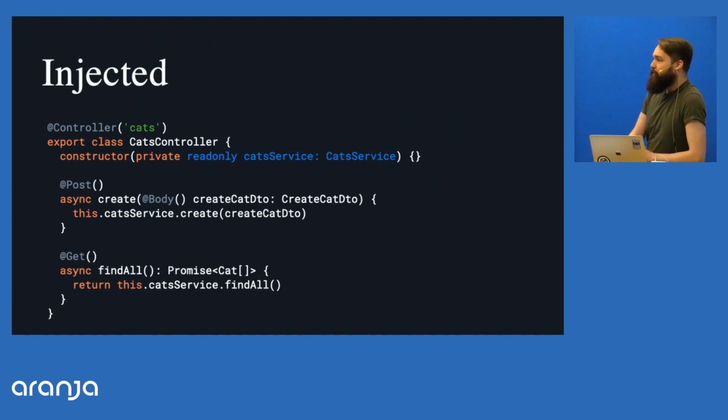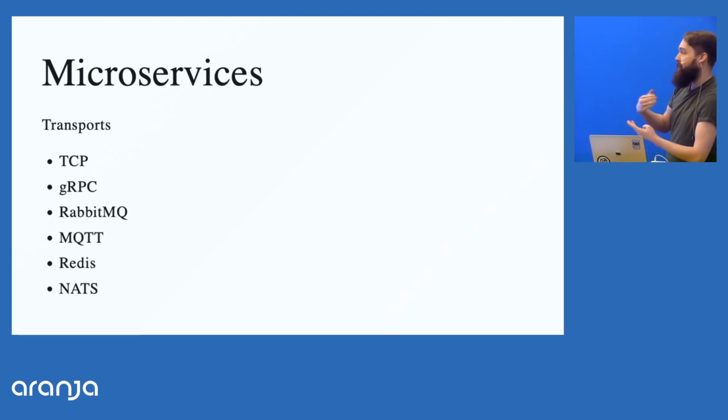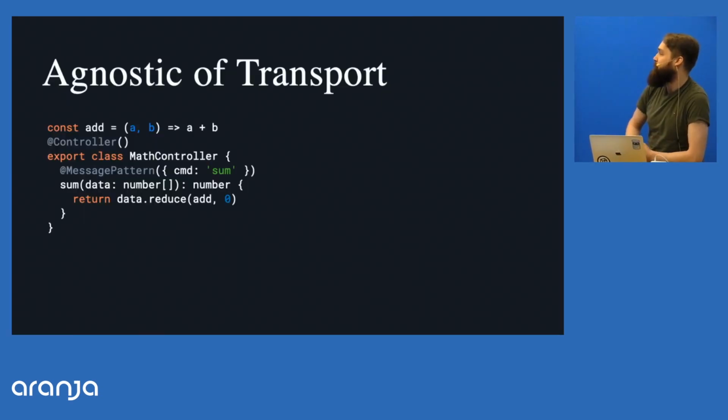So with that out of the way, I want to talk a bit about microservices. Out of the box, Nest gives you transport layers for TCP, gRPC, RabbitMQ, MQTT, Redis, and NATS. But it's also trivial to add other transport layers, and I did so for 0MQ while testing this out. So highly recommend that. But again, to this point of we want to write code that's agnostic of its transport layer, let's take a look at this math service or math controller here.